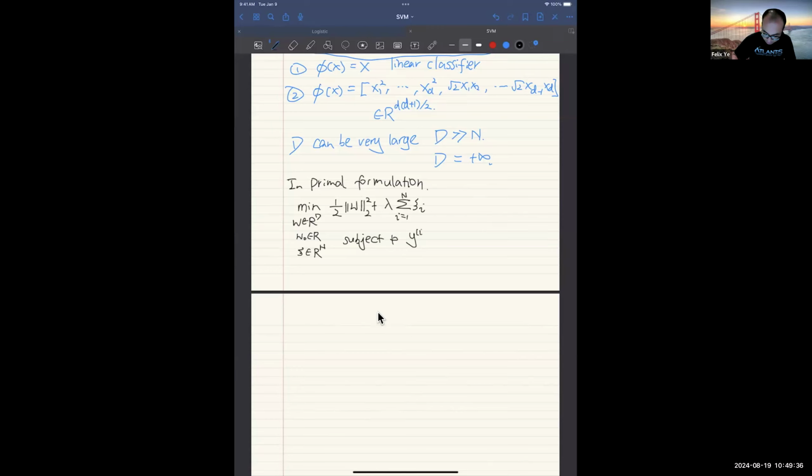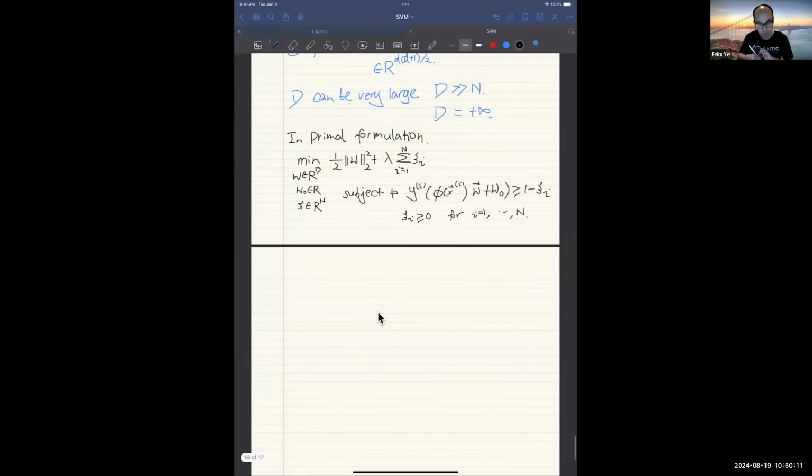we have y_i times, and in this case we have phi of x, so we have features here, that is bigger or equal than 1 minus Cassie i. And Cassie i is bigger or equal than 0 for i from 1 to n. So that's the training.